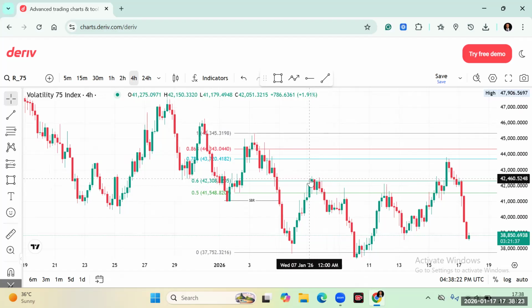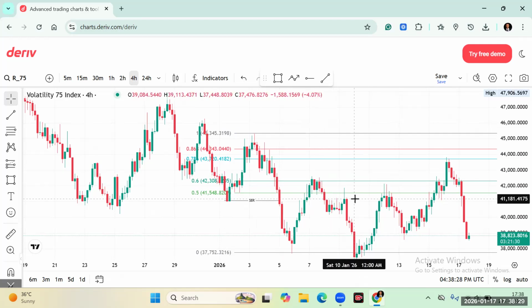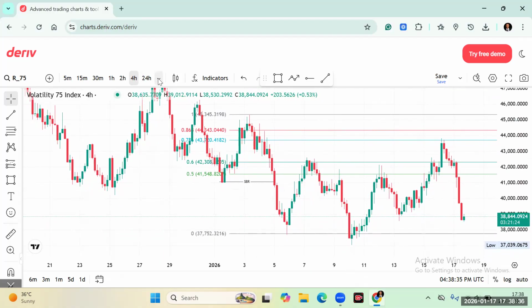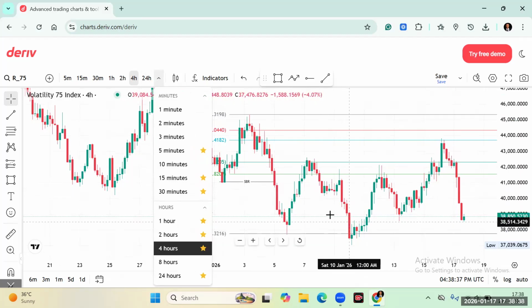And price tapped our normal 0.6 type 1. That is type 1 SRP and sold from there. The second time again, it came close to this place and sold. But I now noticed that on the 8-hour time frame and on the 24-hour time frame, it couldn't break below that low, the body of the candle.